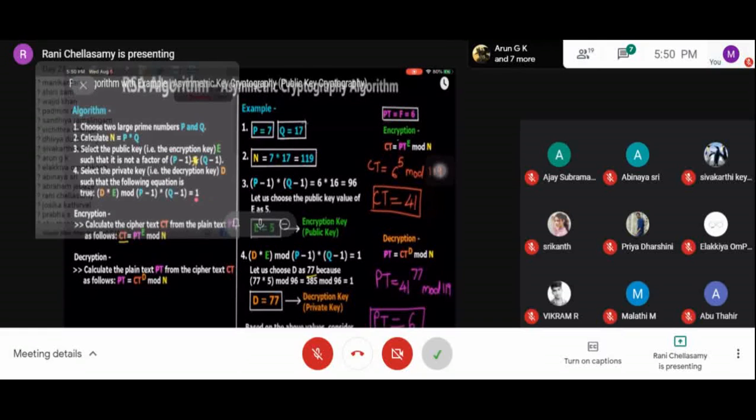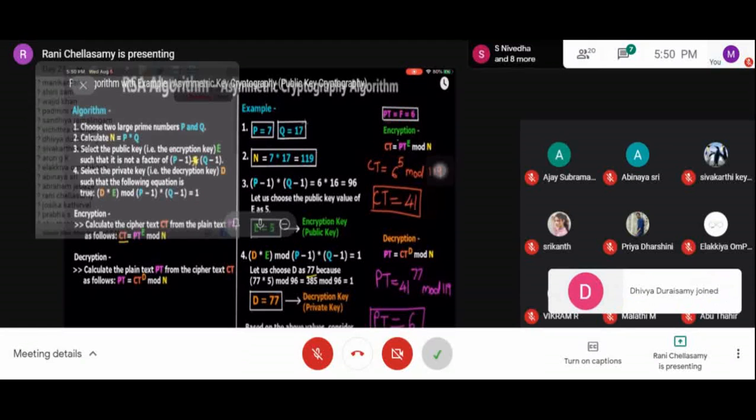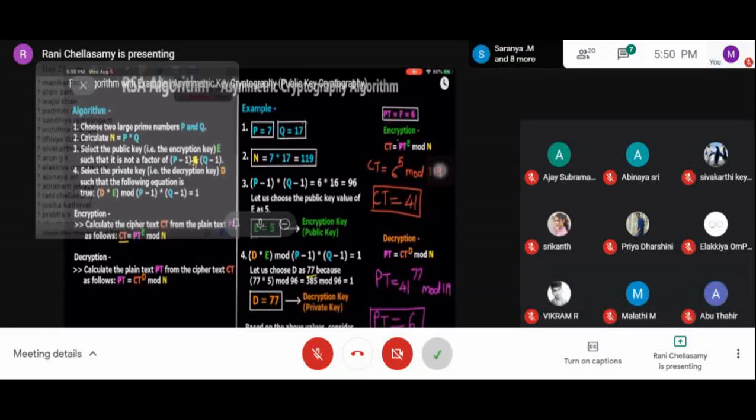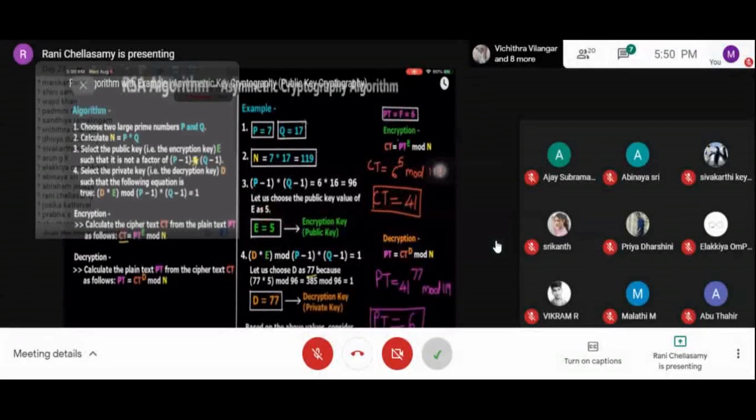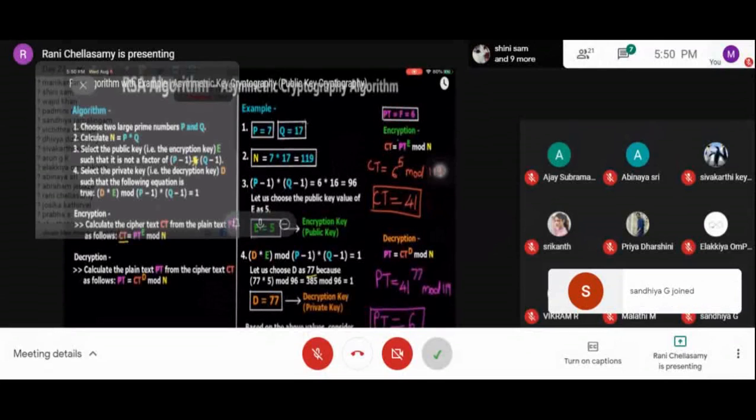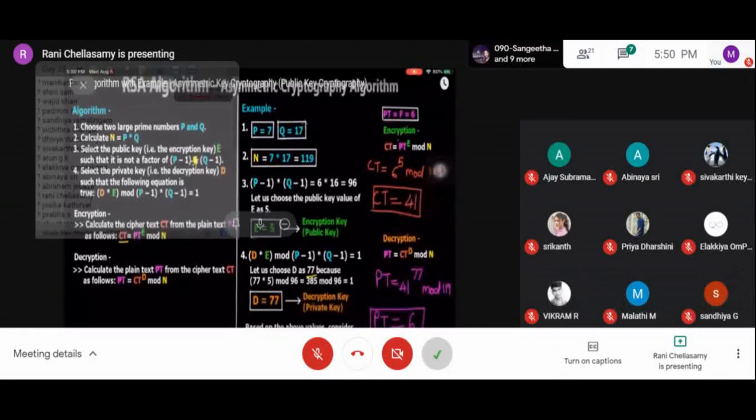So what is the D value here? Let us choose the D value as 77. With this 77, because 77 into 5 is 385, mod 96 you will get the value 1. If you are getting 1, then we can go with 77 as the decryption value or the private key. Based on the above values, you can consider the encryption and decryption process.